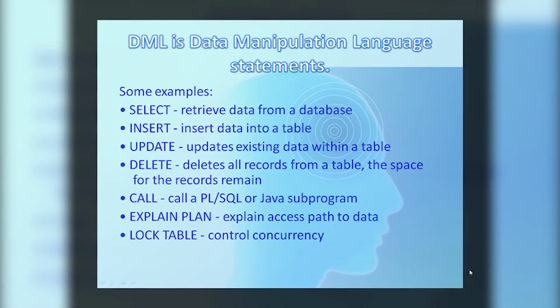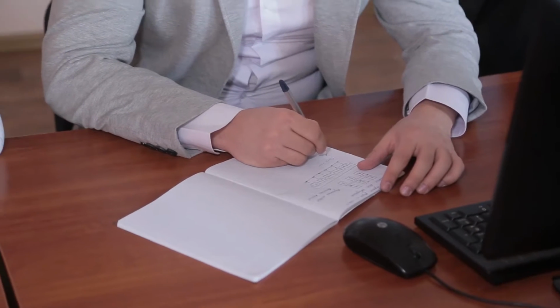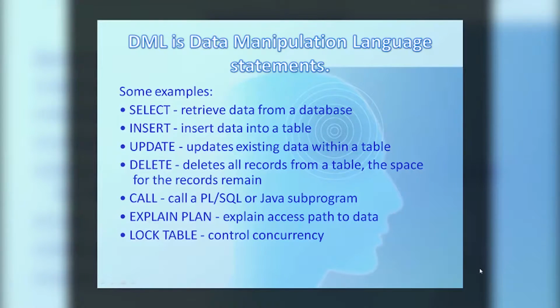The second, most important part of SQL is DML. DML is data manipulation language. Some examples: select construction, retrieve data from a database. Insert command, insert data into a table. Update statement, updates existing data within a table. Delete statement, deletes all records from a table.